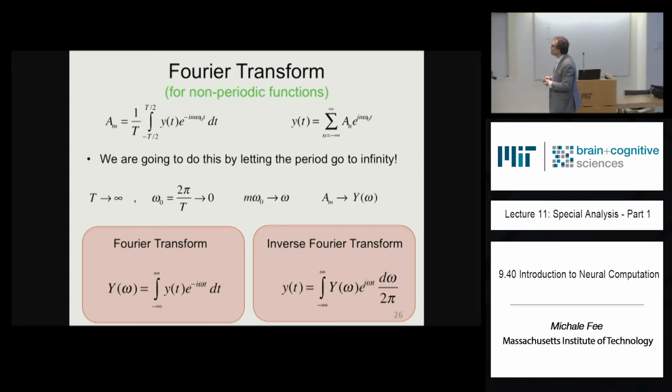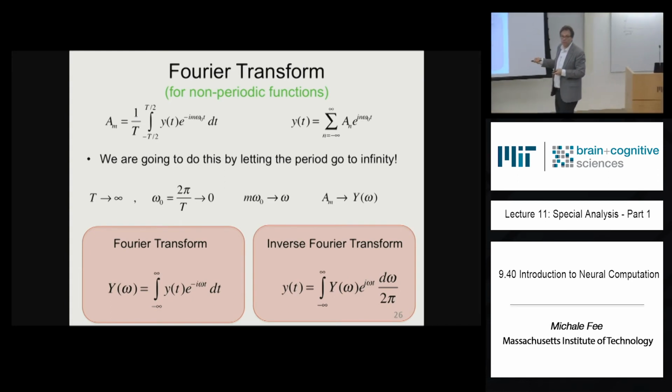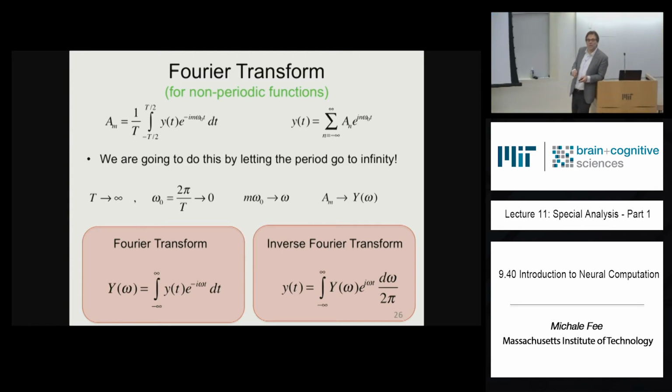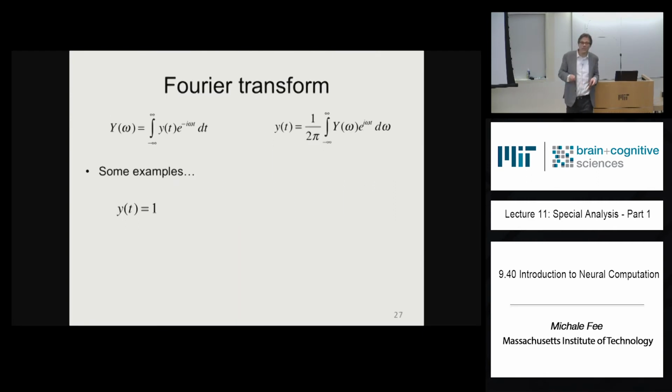Okay? All right, so that's called a Fourier transform, and that's the inverse Fourier transform. This goes from a function to Fourier coefficients, and this takes your Fourier coefficients and goes back to your function. Okay? All right, good. Let me just show you a few simple examples.